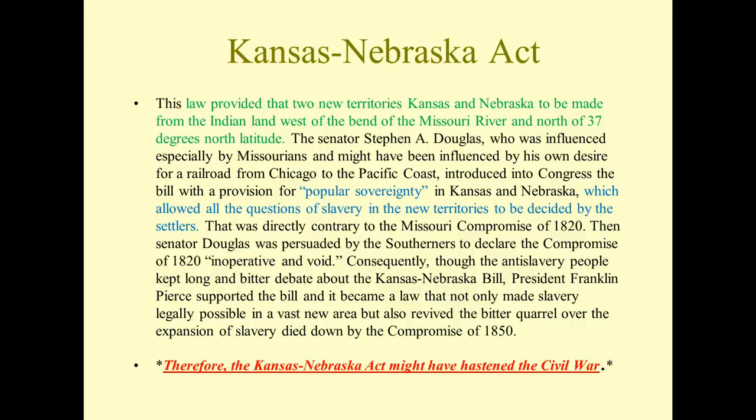And Stephen Douglas, who was big into this whole thing, this whole idea of getting people to solve their problems, tried to negotiate, but again, he was really a pro-slavery guy. He introduced in Congress this bill with a provision for popular sovereignty. Now, popular sovereignty allowed all the questions of slavery in new territories to be decided by the settlers. That means if you're going to have slavery in the state of Kansas or Nebraska, the people were going to vote. And this caused a really big problem.